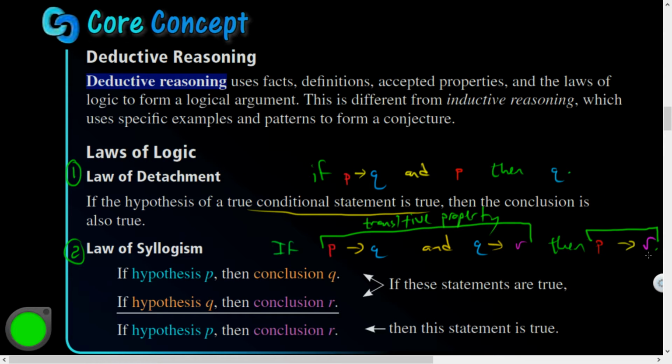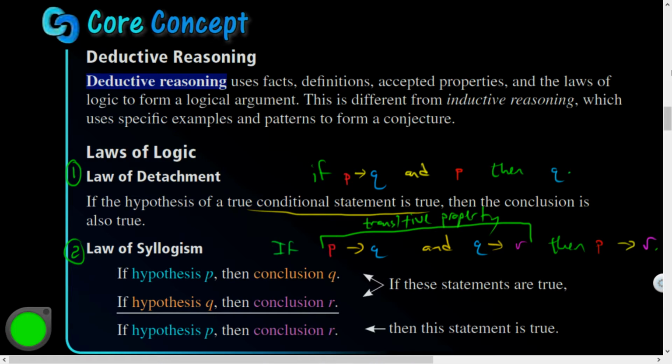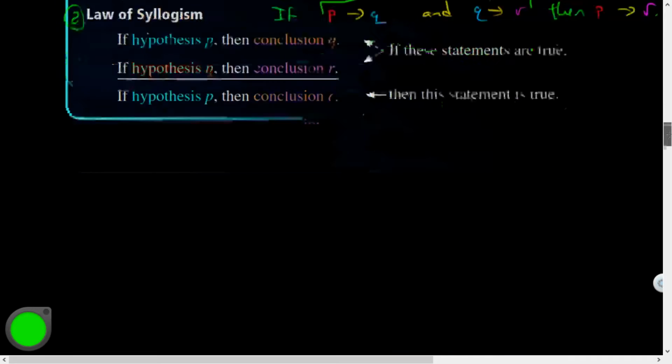So I don't know if R is true until I also know that P was true or that Q was true. Okay? So I don't know whether or not R is true. I just know that this if-then statement is true. So those are kind of like the two laws of logic, and you're going to apply them and describe them and determine whether or not they work for a particular situation.